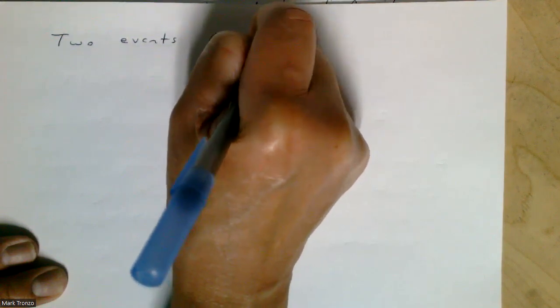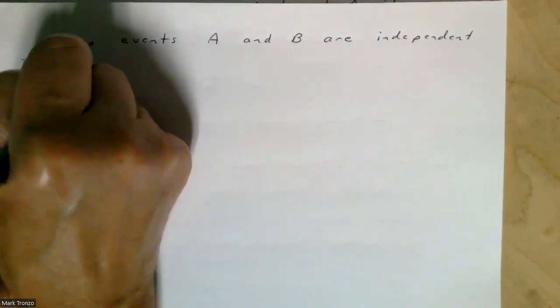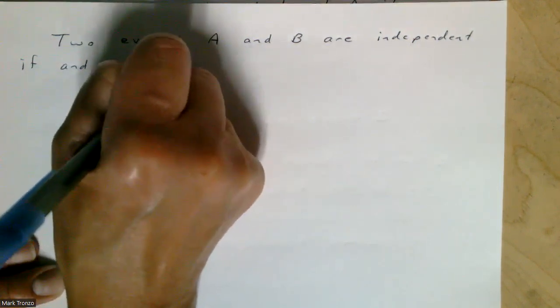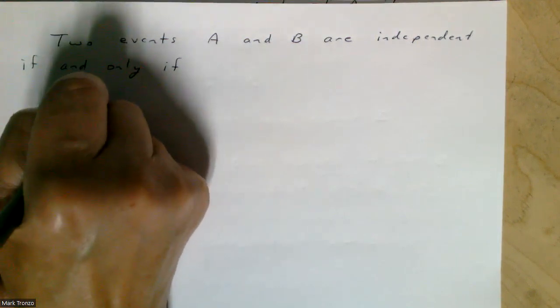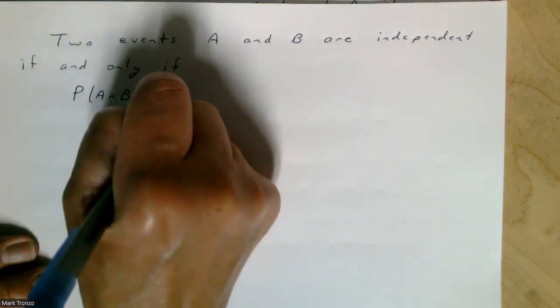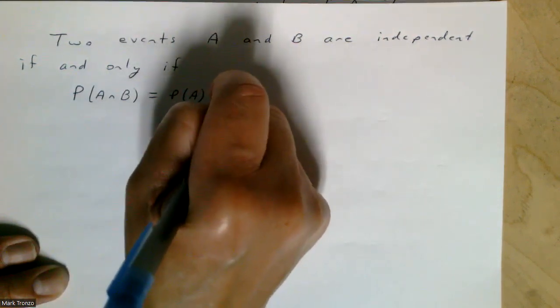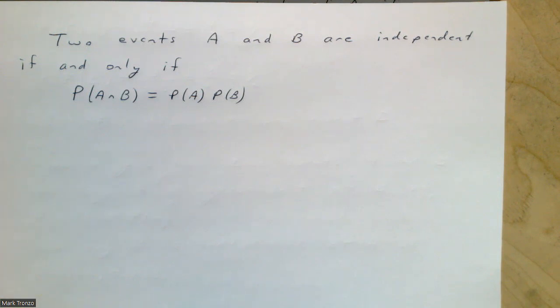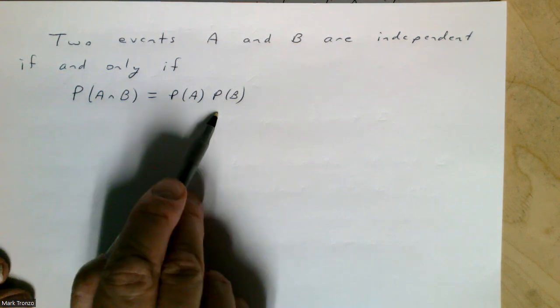Now, another way to say this is two events A and B are independent if and only if the probability of A intersection B is equal to the probability of A times the probability of B. They're independent if and only if this is true.